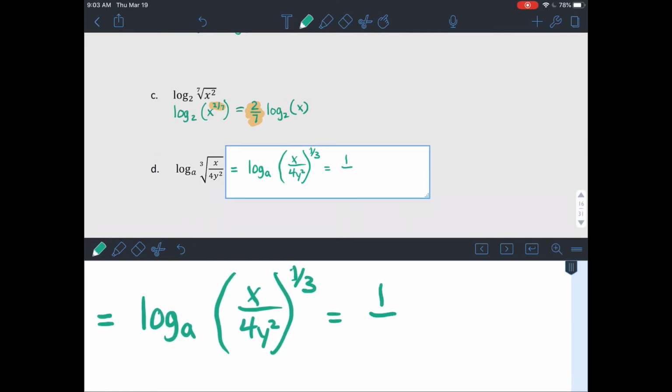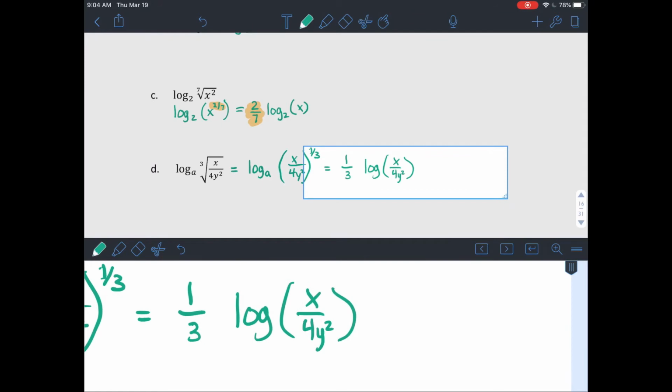Now your options are you can go ahead and bring that 1/3 out in front, or there's a second option that I'll show you later. So I'm going to bring that 1/3 out in front, and then have x over 4y squared inside. I'm going to expand that log of x over 4y squared a lot more.